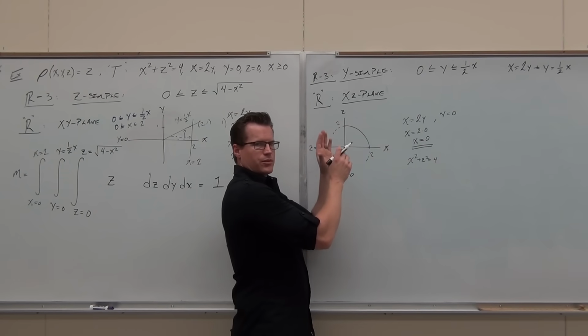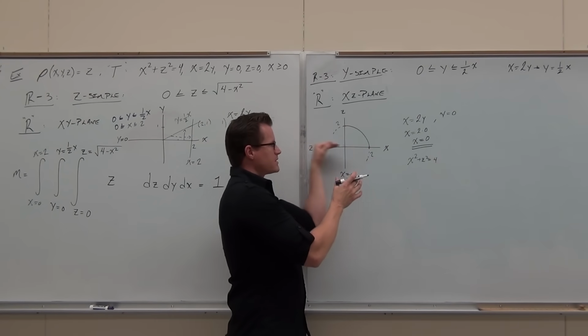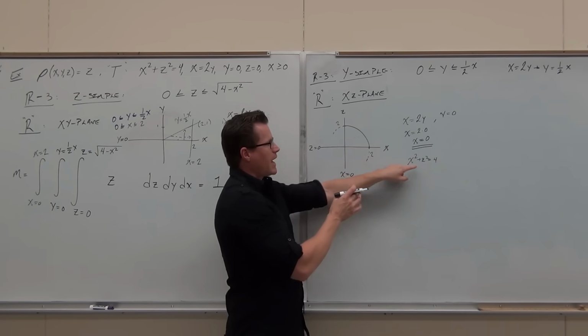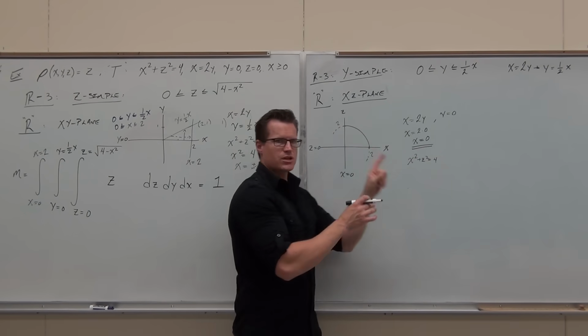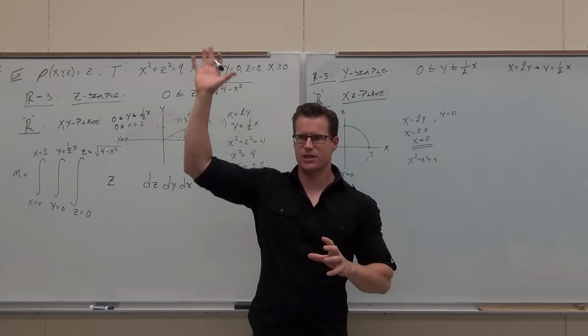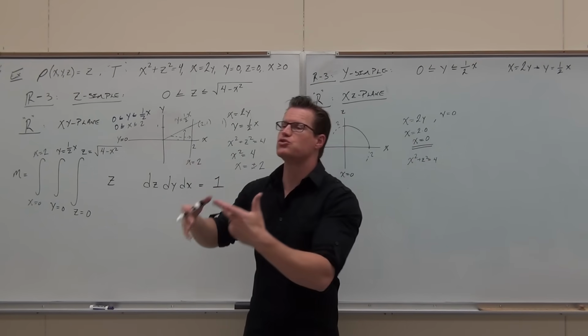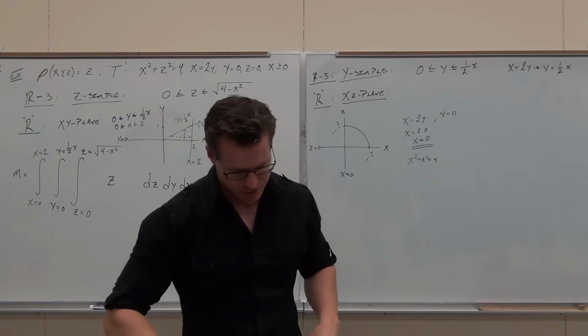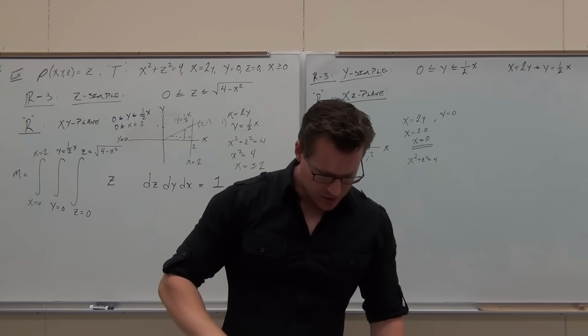This says the region that's bound by z equals 0 and x equals 0 and this circle is just this quarter of a circle. Show of hands if you understand that concept. That's a big deal. That's why we draw these things. That's why we graph them every single time. So let's see if we can do the setup.